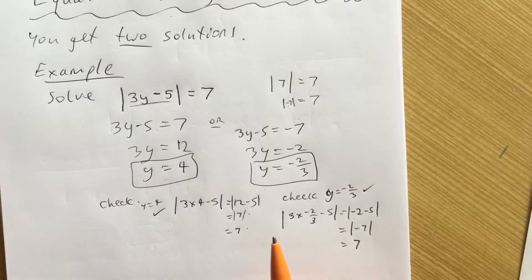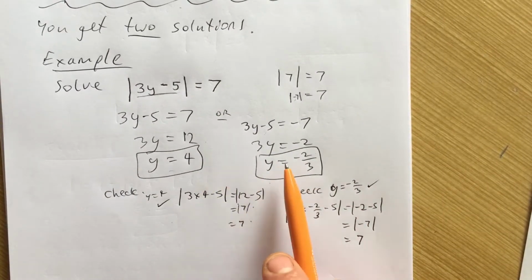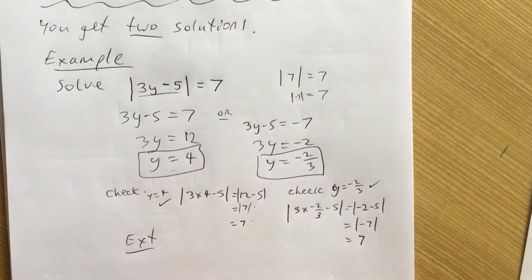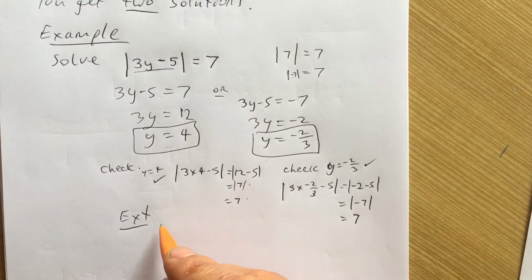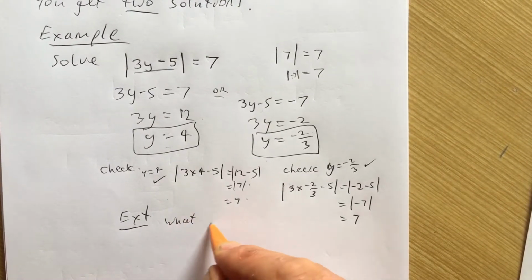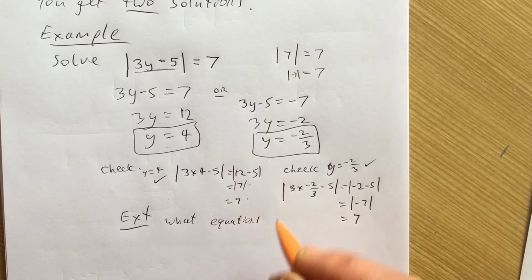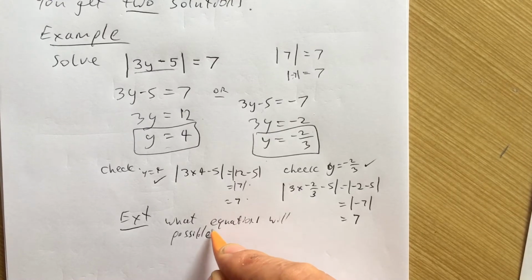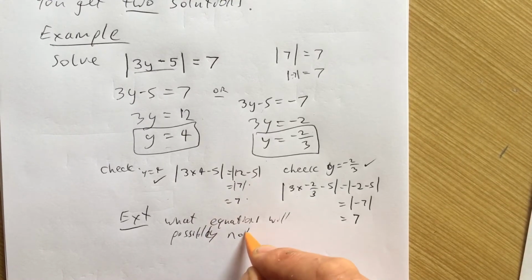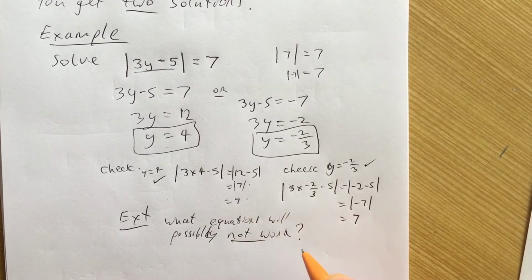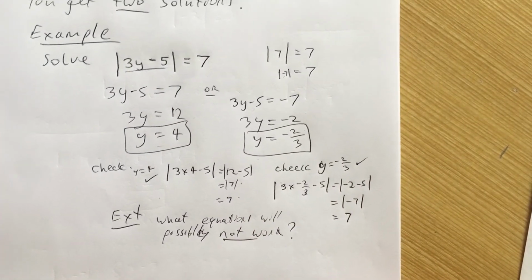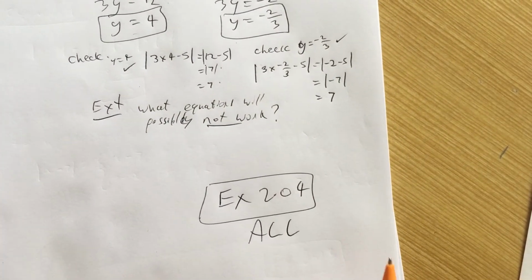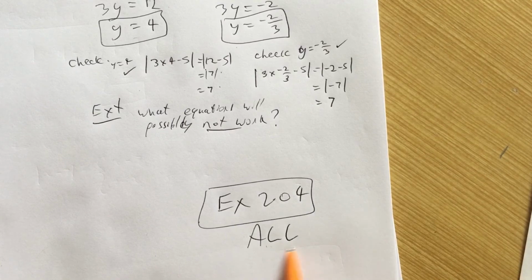And in fact, all of the equations that I think you're going to see, they'll both work. There are some that don't, and that's a bit of an extension. If you want to push yourself and catch up with me tomorrow when I'm back for it, what equations will possibly not work? So think about what absolute value equations you might end up with an answer that won't work. Anyway, I want you to work on exercise 2.04, and in this case there's not very many, so do all of them.